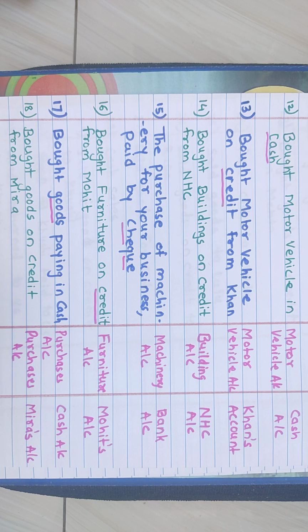And bought goods on credit from Meera. So purchases account is debited, cash is not going out, right? We are purchasing on credit. So why we will give credit to cash? Why we will write cash on the credit side, right? Cash is not going. So Meera's account is credited.